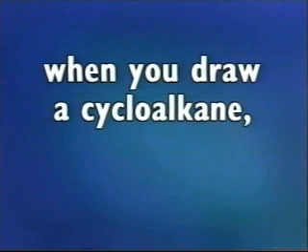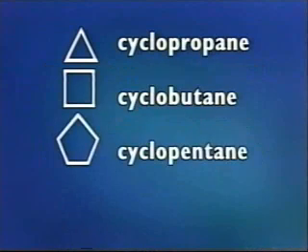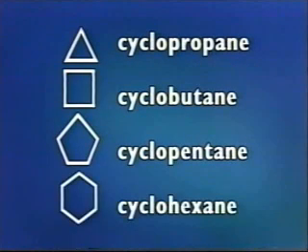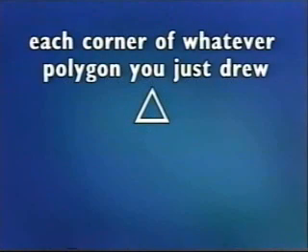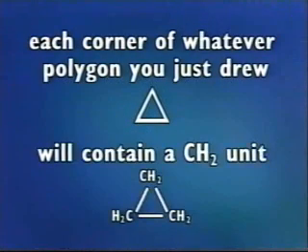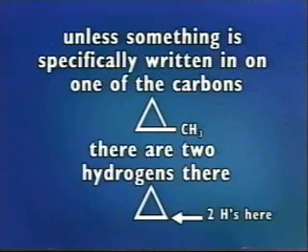When you draw a cycloalkane, a good shorthand that chemists use is simply to draw a polygon. A triangle for cyclopropane, a square for cyclobutane, a pentagon for cyclopentane, a hexagon for cyclohexane, and so on. You don't even have to include atomic symbols when you draw simple cycloalkanes, because each corner of whatever polygon you just drew will contain a CH2 unit. But don't forget, unless something is specifically written in on one of the carbons, there are 2 hydrogens there.